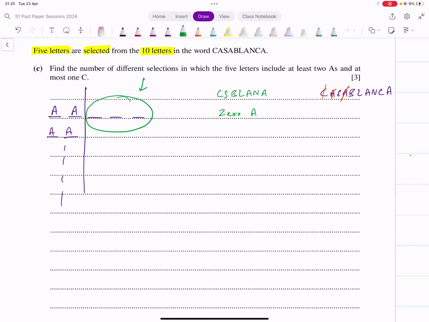How many ways do we have to select these three letters? Which letters are we left with? C, S, B, L, N. Out of the remaining 5 letters, we have to select 3. That's going to be 5C3.